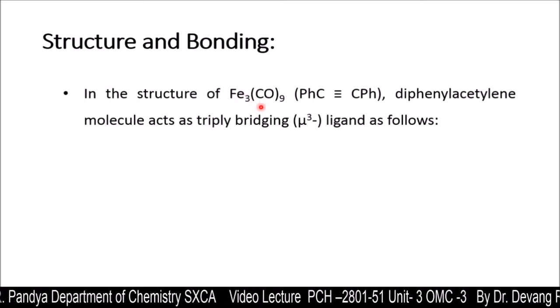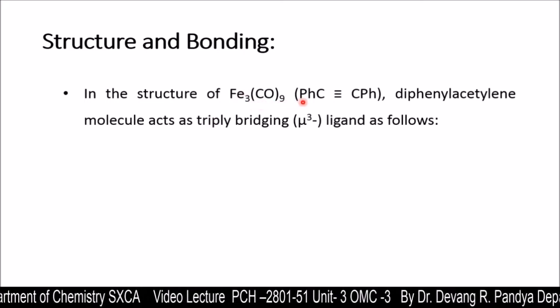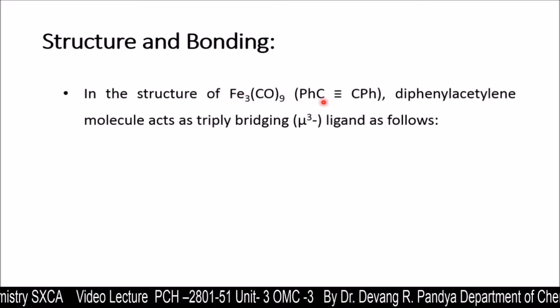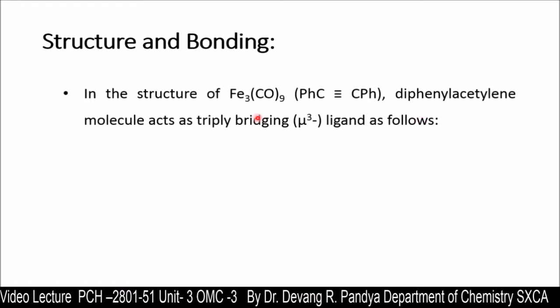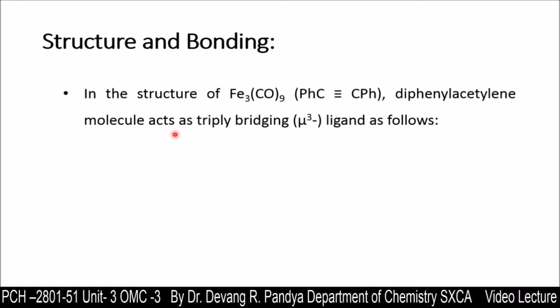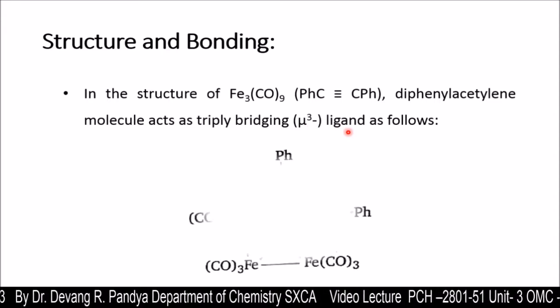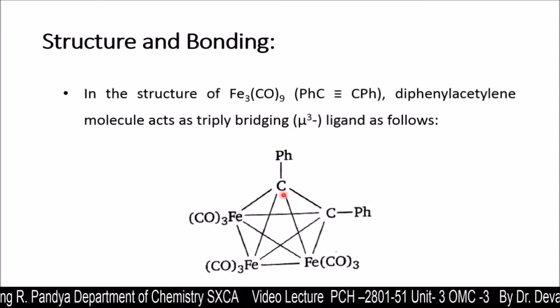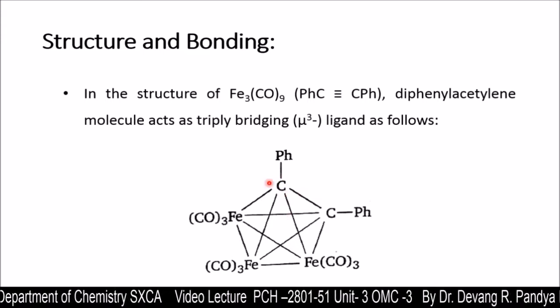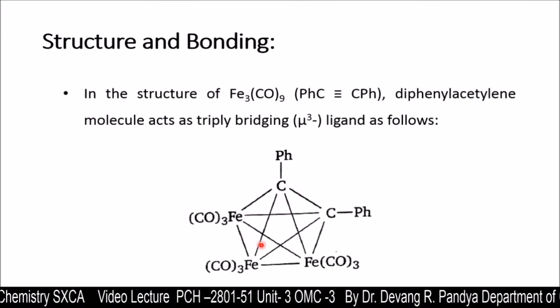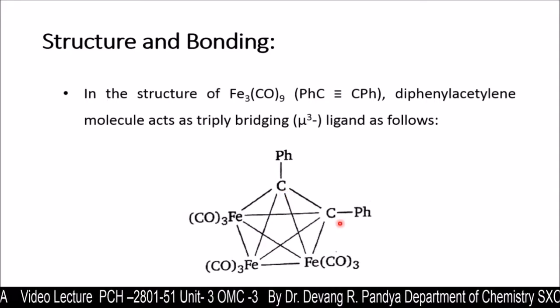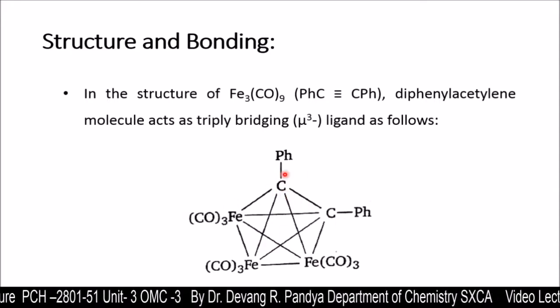And the structure of Fe3(CO)9 with the diphenyl acetylenic compound: the diphenyl acetylenic molecule acts as a triply bridging ligand. In the structure you can see the triply bridging ligand, here you can see this one attached with centers 1, 2 and 3 simultaneously. So with a triply bridging ligand, we're going to get this structure.